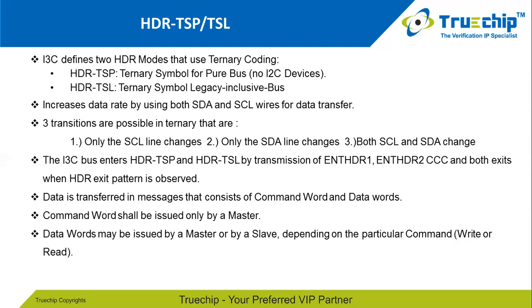change. The I3C bus enters HDR-TSP and HDR-TSL by transmission of enter HDR1, enter HDR2 CCC, and both exit when the HDR exit pattern is observed. In ternary modes, data is transferred in messages that consist of command words and data words, where the command word is always issued by the master and data words may be issued by master or slave, depending on the operation type.